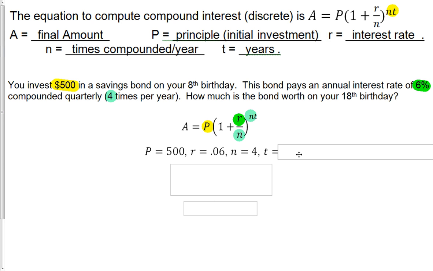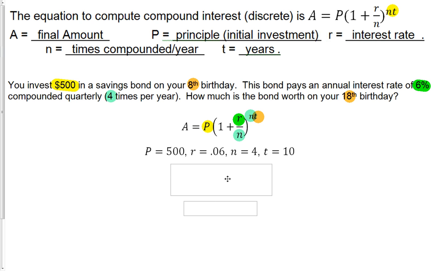And then finally, T is the number of years that the loan lasts. It says I got the savings bond on my 8th birthday, and I want to know how much it's worth on my 18th birthday. So the difference between those two is 10 years has passed. So T is going to be 10. I'll go ahead and mark that on here also.